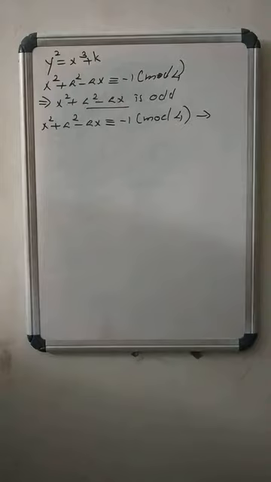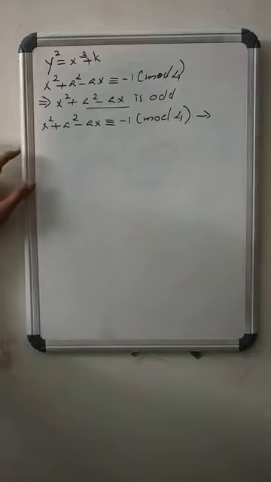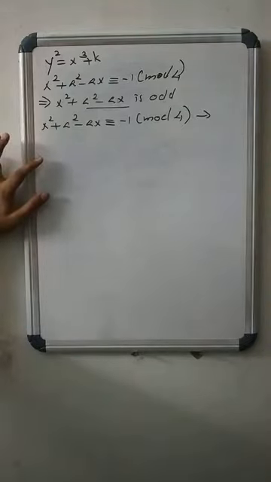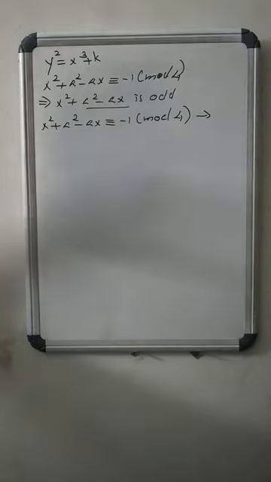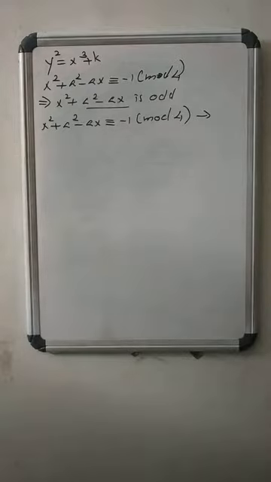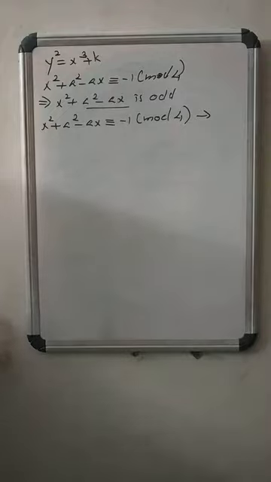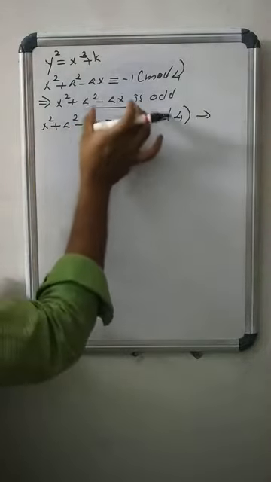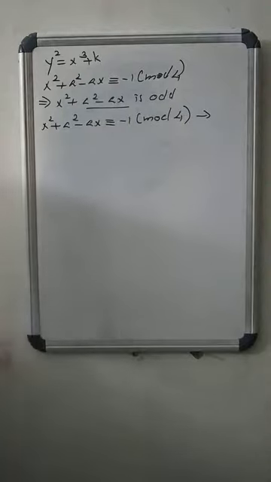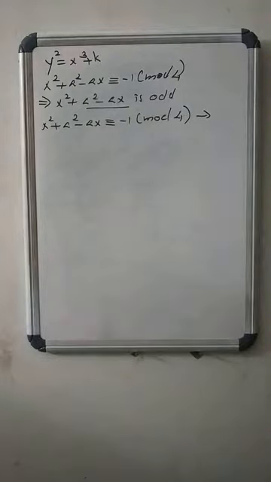Why? If it is possible, let it have some prime factors p1, p2, p3, etc. And if each pi is congruent to 1 mod 4, what happens here? Pi congruent to 1 mod 4, then the product p1, p2, etc., pm is congruent to 1 mod 4. That means x square plus a square minus ax is congruent to 1 mod 4, which is impossible. Agreed? So x square plus a square minus ax congruent to minus 1 mod 4 always gives that the prime factors of this x square plus a square minus ax cannot all be equal to 1 mod 4.